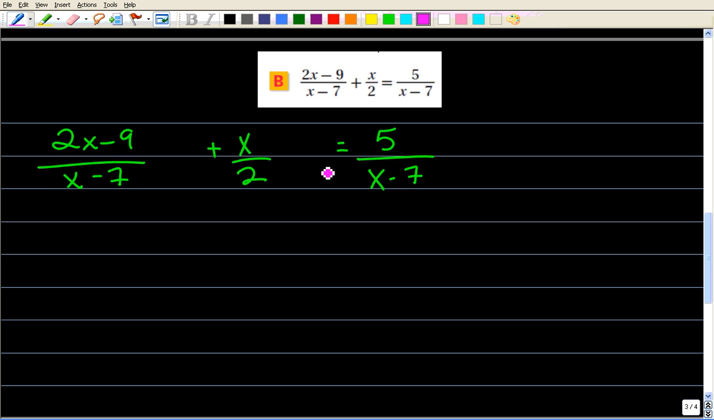So what I need to do here is get rid of all of these fractions. I want to make all of the fractions go away so I just have a single line of information. And I'm going to get a least common denominator here. And that would be 2 and x minus 7.